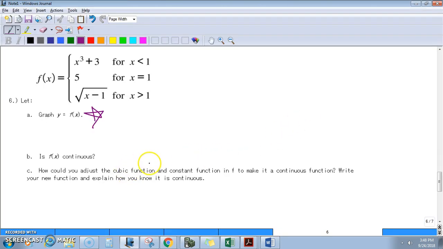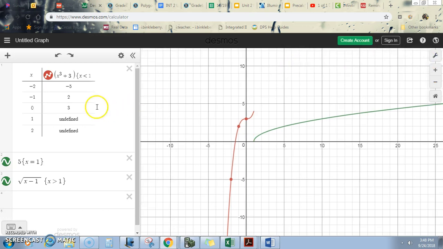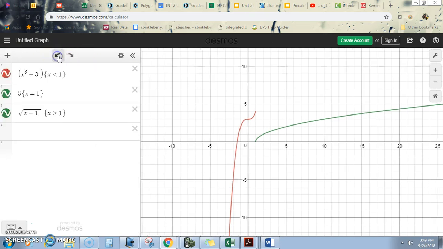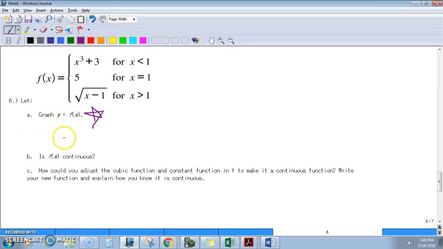And then how could you adjust the cubic function and constant function in f to make it a continuous function, right? Your new function, and explain how you know it is continuous. So here's my thought, you guys. Now I'm just going to, how did I stop this last time? Maybe it was this one. Yeah. Okay, so my thought is that we want to move, which one does it want us to adjust? We need to adjust the cubic function, which is that first red one, and the constant function.